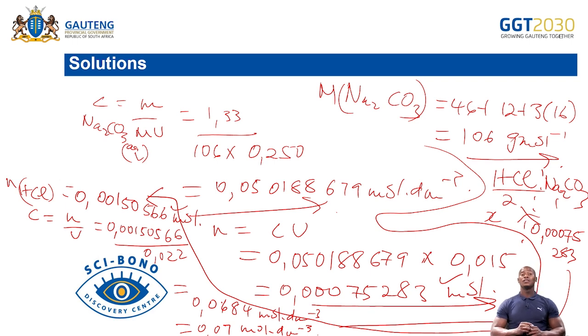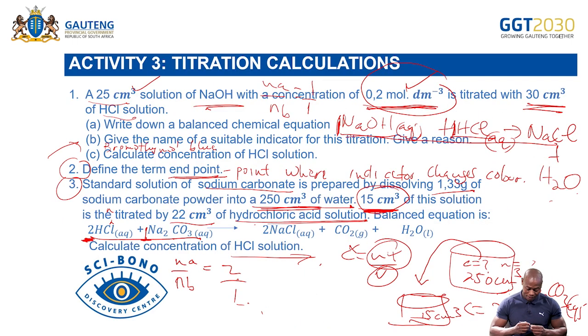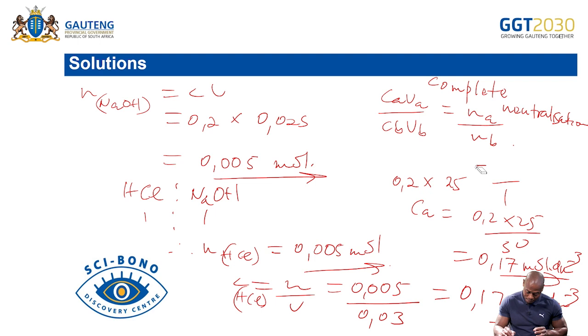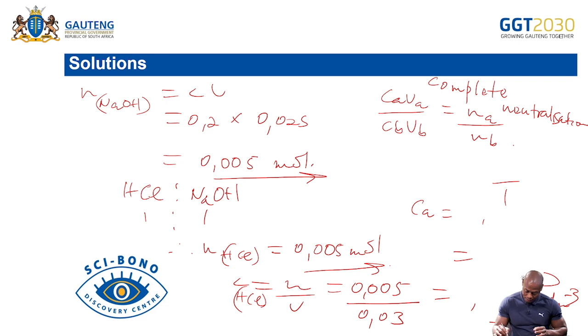Then we can also use CAVA over CBVB equals nA over nB. But the first thing you need to do is start by calculating the concentration. All right? So if we calculate the concentration, we have already calculated the concentration. Okay, so I'll just erase this part and see if we'll get the same answer. So this one is the last question.